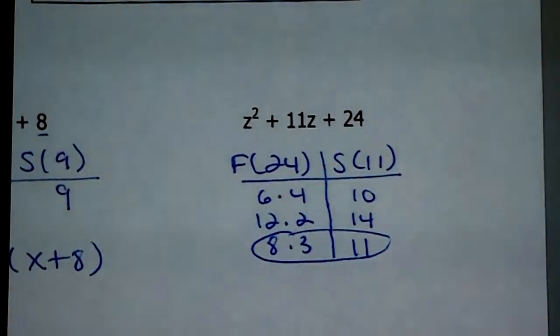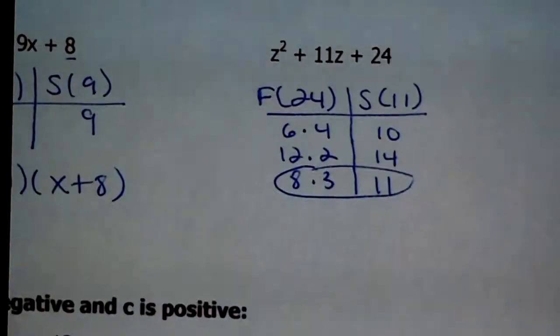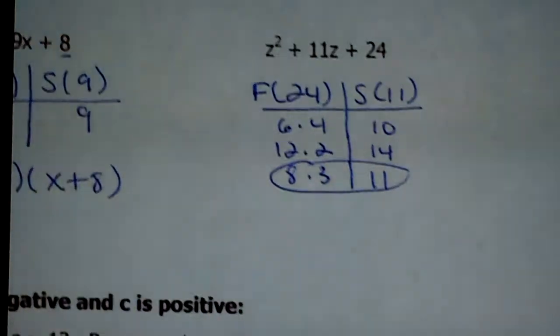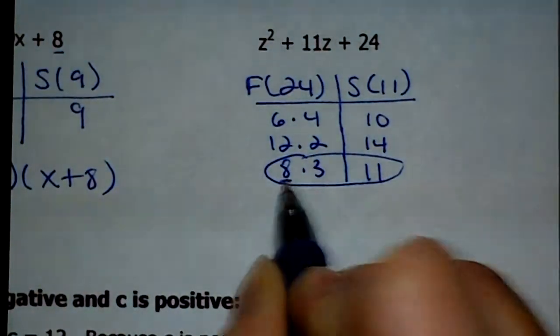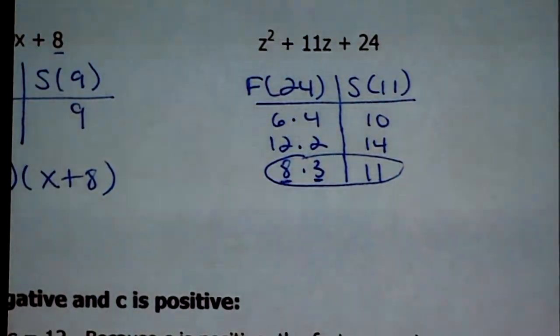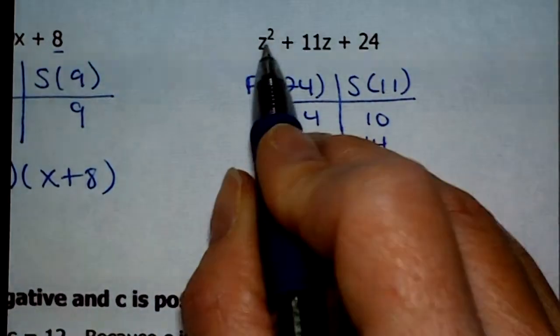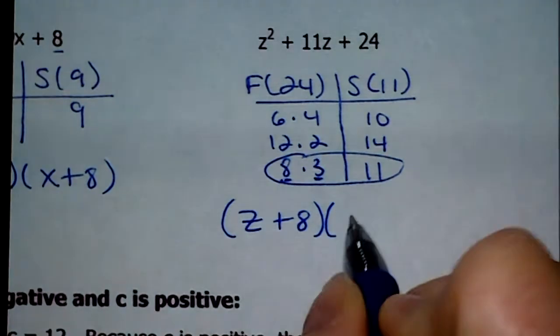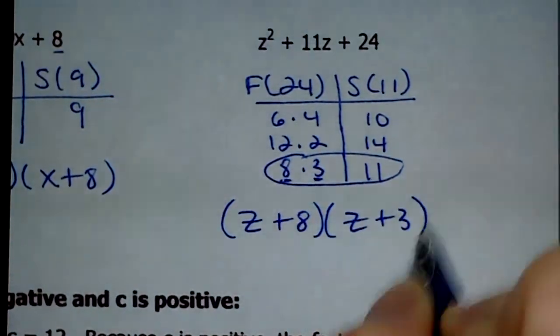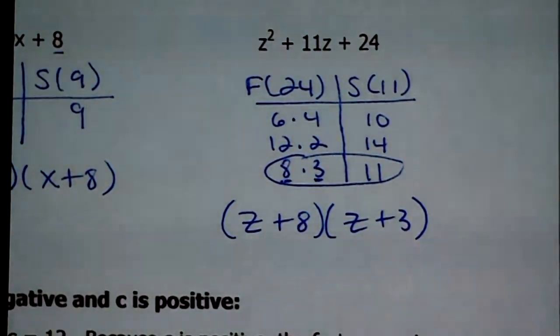There we go. So you don't always get the right factors on the first try. You're trying to, but if you don't, it's okay. Your factor sum chart can look like that. So this means that 8 and 3 are the values that I'm looking for. So we're dealing with z here. So this one's going to say z plus 8 times the quantity of z plus 3. So far, so good, I hope.